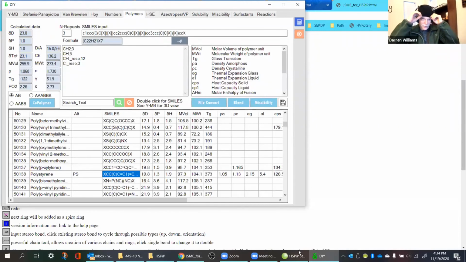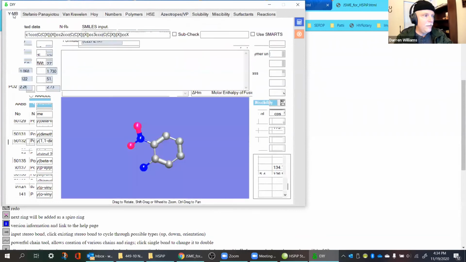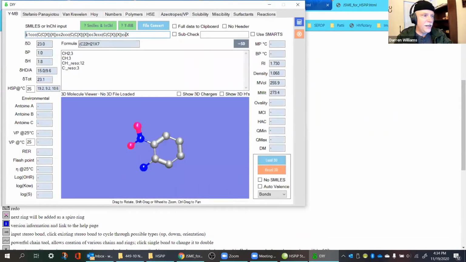Let's try to come up with something we want to do with it. You can create, using this polymers thing, HSPs for particular polymers. So you would learn how to use the polymers tab. The YMB tab is just non-polymers, like just the whole molecule, right? Coming up with HSPs for that.